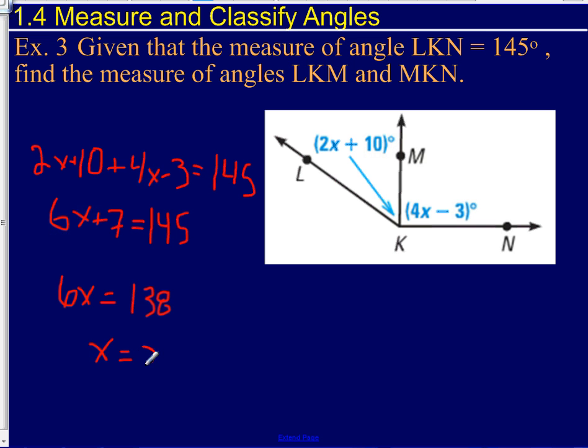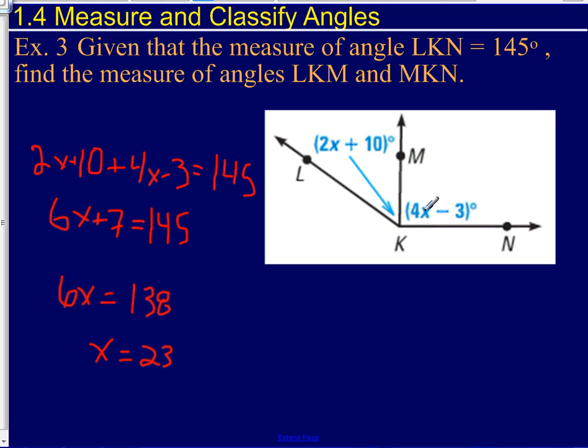Now you have to be careful with these. All this is telling me is that x equals 23. X is not the measurement of the angle. That's where you have to check back on what you're actually trying to look for. So I can take that 23 and plug it in for x in both of these angles, and then find the actual measurement of those angles. So why don't you do that right now?